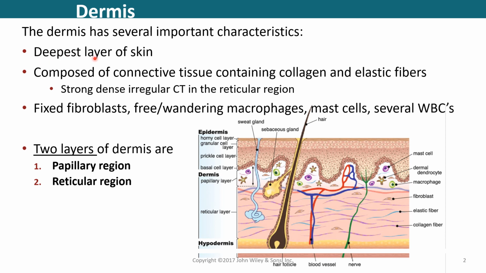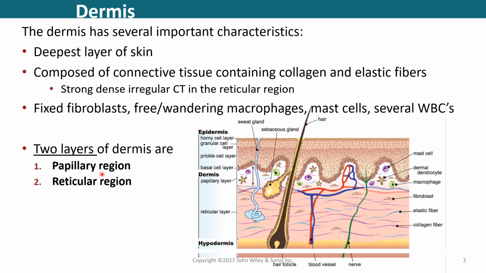One, well, I just said it's the deepest layer of the skin, but also is composed of connective tissue containing collagen and elastic fibers. These are arranged in a dense, irregular connective tissue. They're dense and irregular in this reticular region. So the dermis really has two different regions to it.